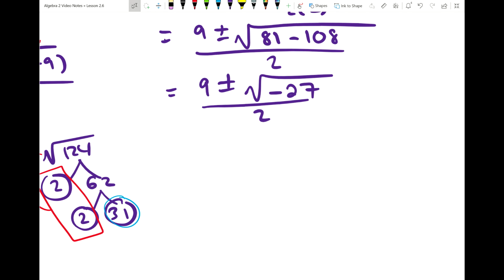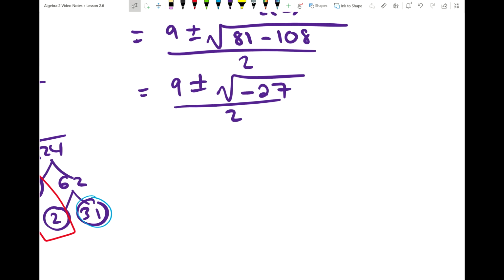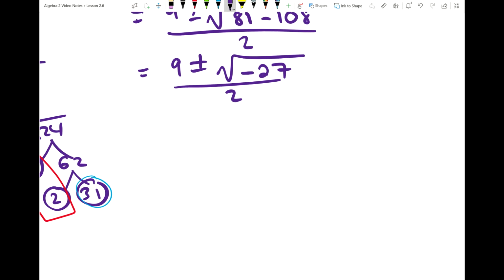So if we have a negative number, we know that there are no real solutions. We cannot take the square root of a negative number. However, we can turn it into an imaginary number, right? If we have a square root of a negative number, we can automatically change it into an i. So we can change this into 9 plus or minus the square root of 27, and then i, and the i is on the outside, okay? And then all over 2.